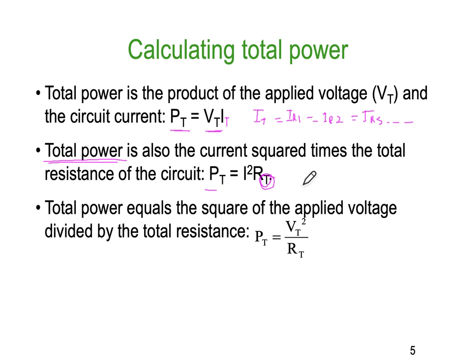And then our third one: total power also equals the square of the applied voltage divided by the resistance. So there's this volts squared relationship between voltage and power. So it's volts squared total, remember, total volts divided by total resistance gives us total power. So all we've done there is simply explain those three equations from our Ohm's law wheel.